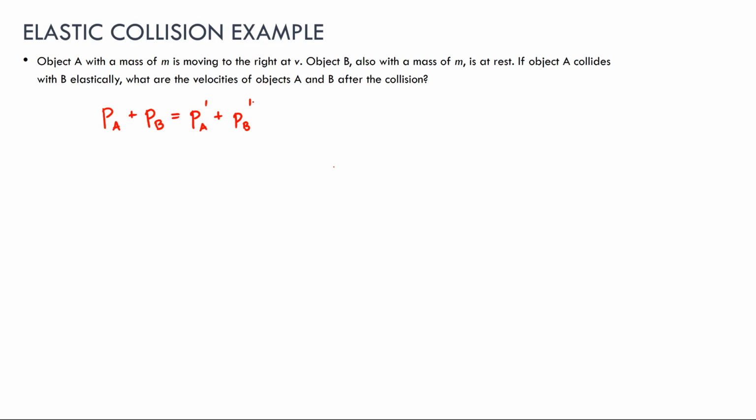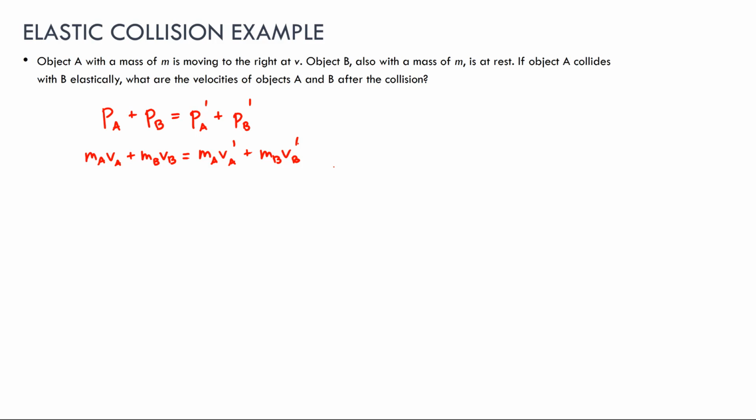That's a statement from conservation of momentum, which means that the mass of A times the initial velocity of A plus the mass of B times the initial velocity of B is going to equal the mass of A times the new velocity of A, which is why I use the little apostrophe, that means prime, plus the mass of B times the new velocity of B.